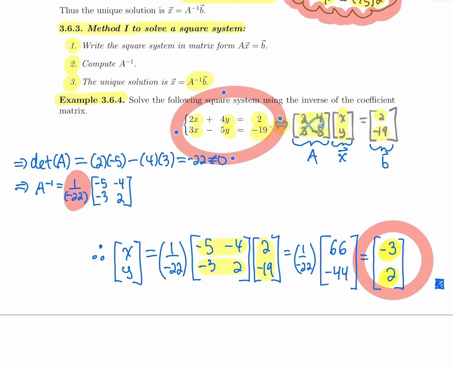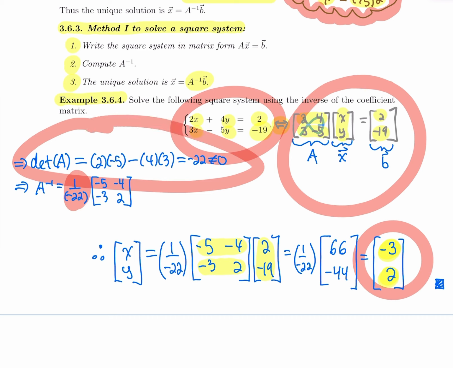So again, write your system of equations in matrix form, label A, label X, label B. Check if A is invertible by computing the determinant. For 2 by 2, you use the formula and the trick.